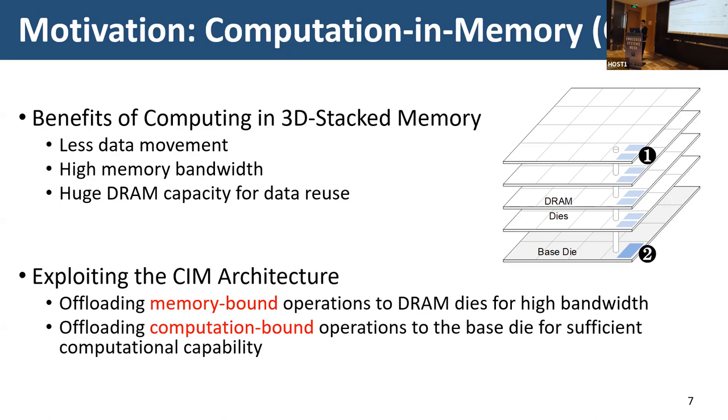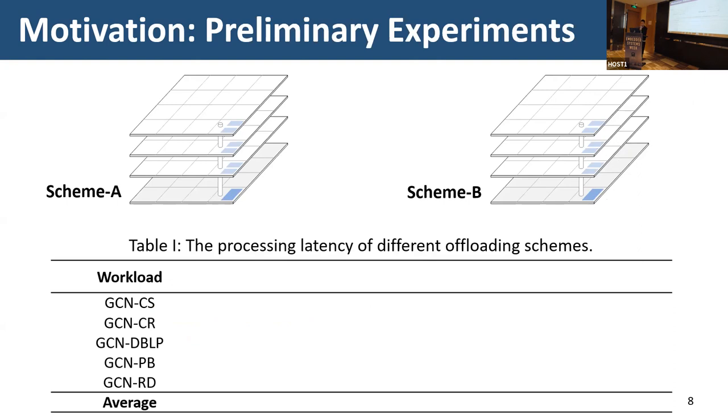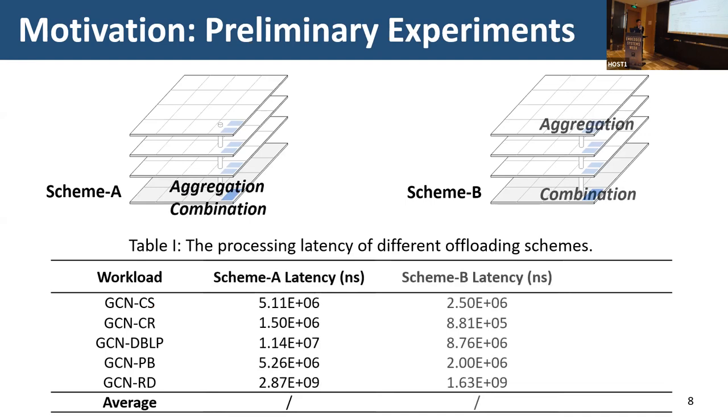We conducted a preliminary experiment to confirm our observation. Two offloading schemes are tested. Scheme A offloads the aggregation and combination phases to the base die, while scheme B offloads the aggregation and combination phases to the DRAM dies and the base die respectively. From the table, we can see scheme B outperforms scheme A for all the workloads.